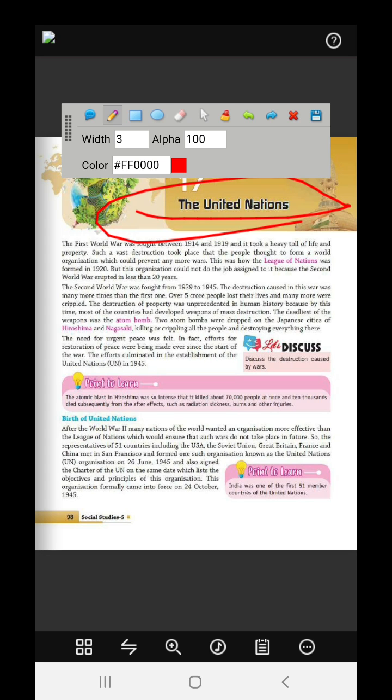Every organization has such objects and principles. So this Charter of the UN was also a list of these objects and principles. This organization formally came into force on 24th October 1945.